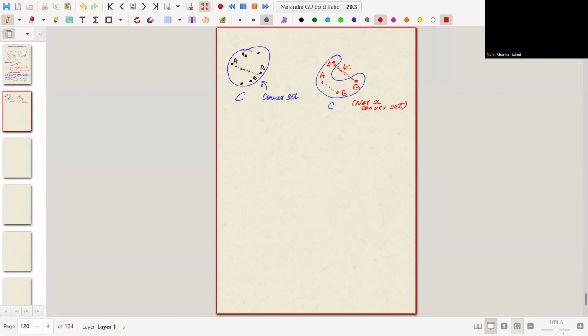Some examples for you to think about: a singleton set, a line segment, or a straight line without extending to infinity, are all examples of convex sets. Even the empty set phi is a good example of a convex set. So think about why it can be a convex set.